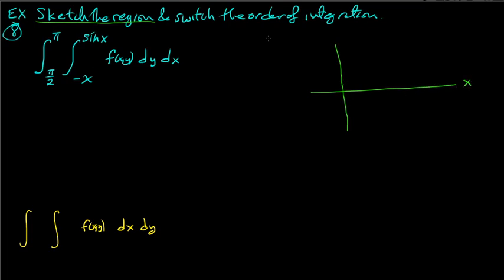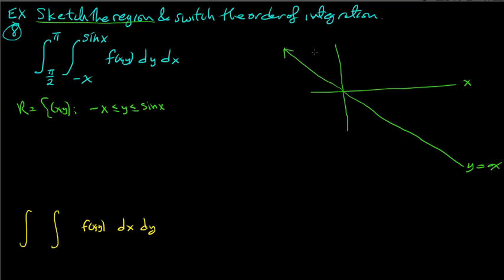Okay. So what are we doing here? What's the region? The region R is the set of points in the xy plane such that y goes from negative x to sine of x. Okay, so negative x, yeah, okay, I'll do it in green here. So y equals negative x, right? That's just this line here. Minus x, right? And it goes in both directions.